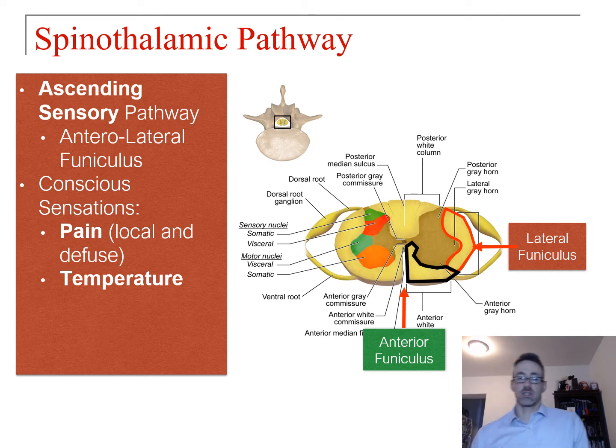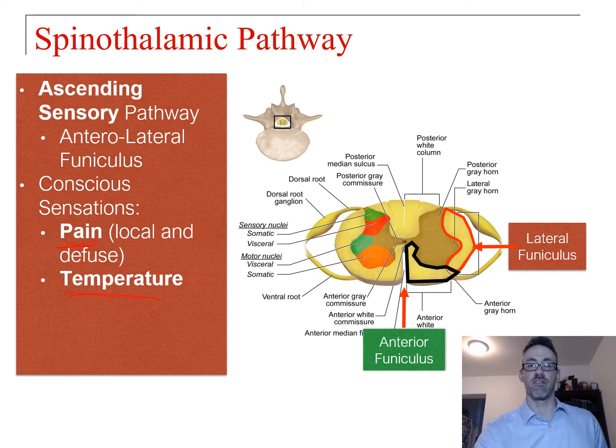The next pathway I want to talk about is the spinothalamic pathway. The spinothalamic pathway carries information primarily for pain and temperature. All right, so pain and temperature. If we look at the cartoon here, the path that's going to take you to the spinal cord as it's ascending to the brain is not the dorsal column. However, it is in what we call the anterolateral or spinothalamic pathway.